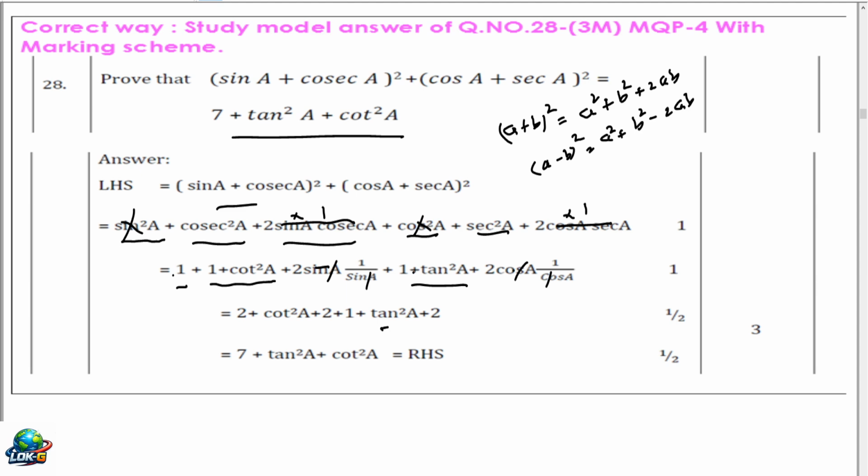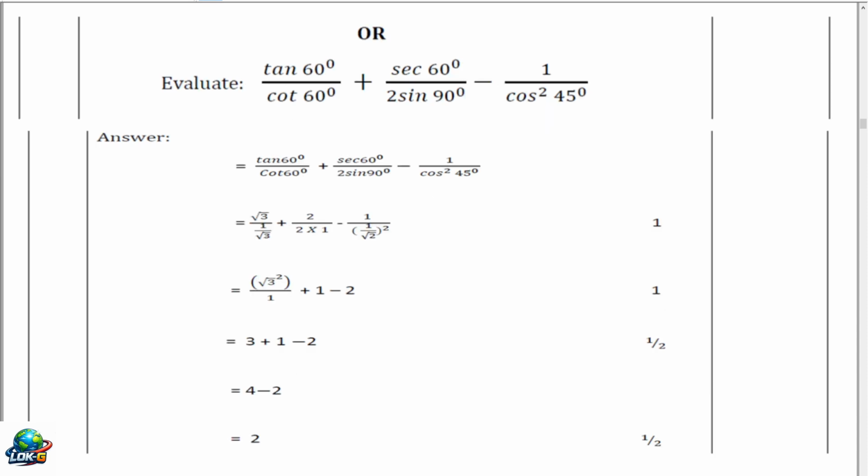7. You are left with tan square A plus cot square A. That will be RHS. For writing the first step, you will get 1 mark. For this, 1 mark. And for this work, half mark. Totally you will get how many marks? That is 3 marks. Okay, my dear students.